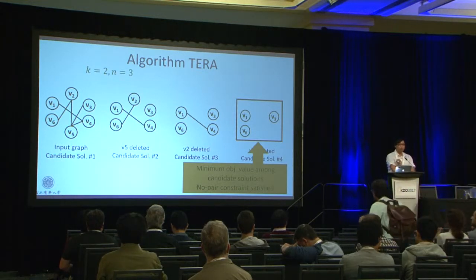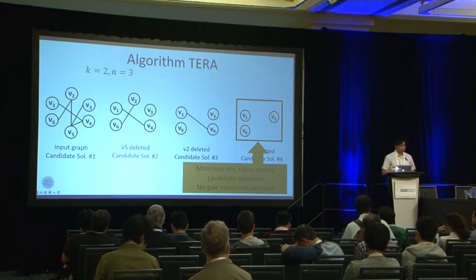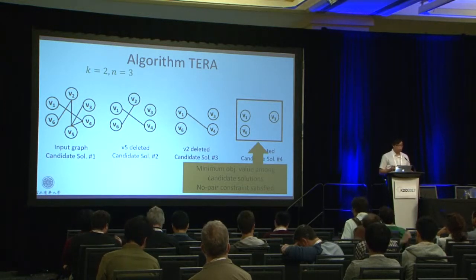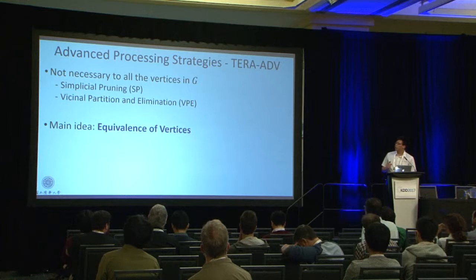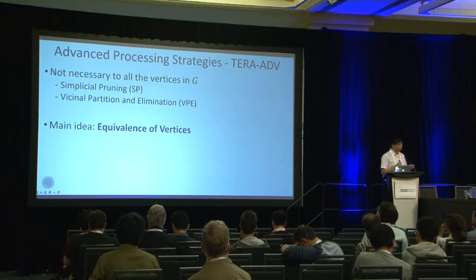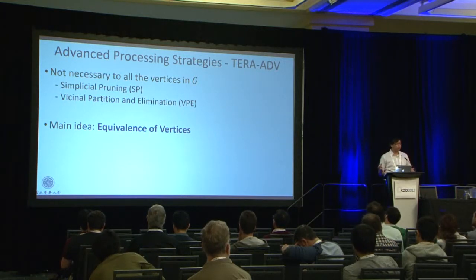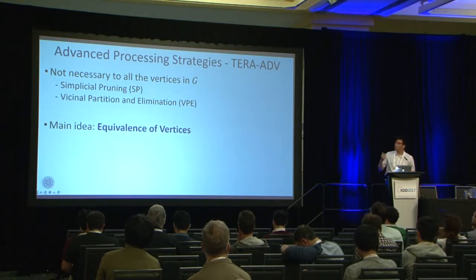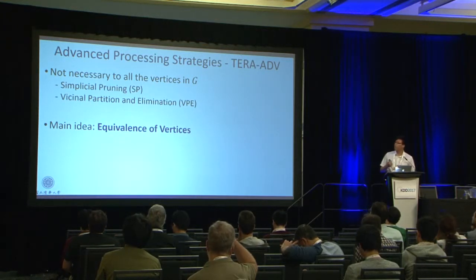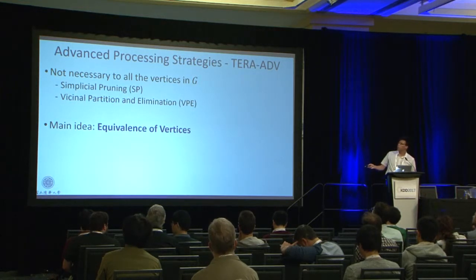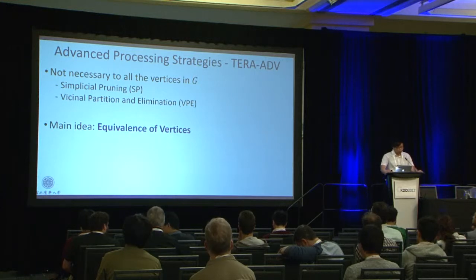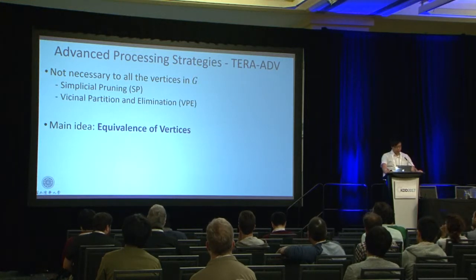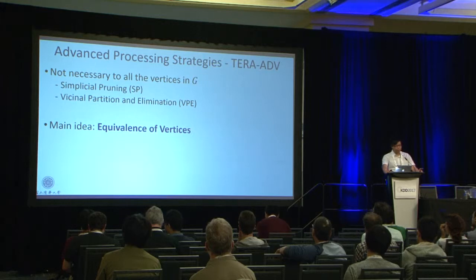Okay, so the TERA algorithm works effectively. It can find good solutions. However, we still find that there is room for improvement. This is because in the original graph, there are some redundant vertices that we don't even have to scan over. So this motivates us to provide an advanced processing strategy, which we call TERA-ADV, that includes two important pruning strategies. The first one is called simplicial pruning, and the second one is called vicinal preorder and elimination.